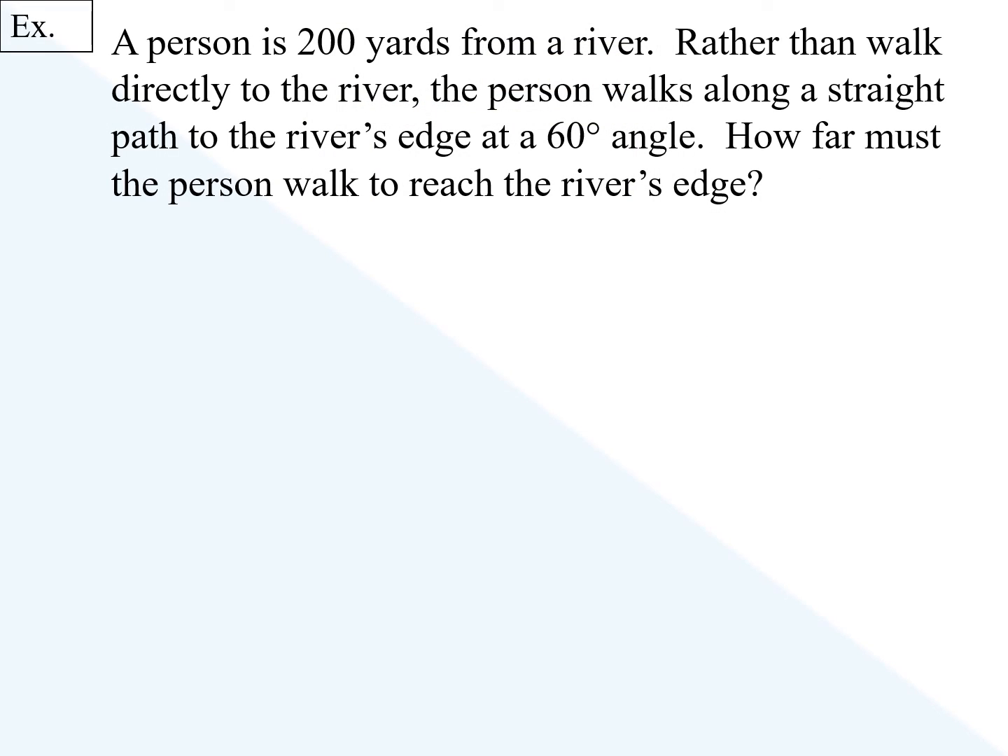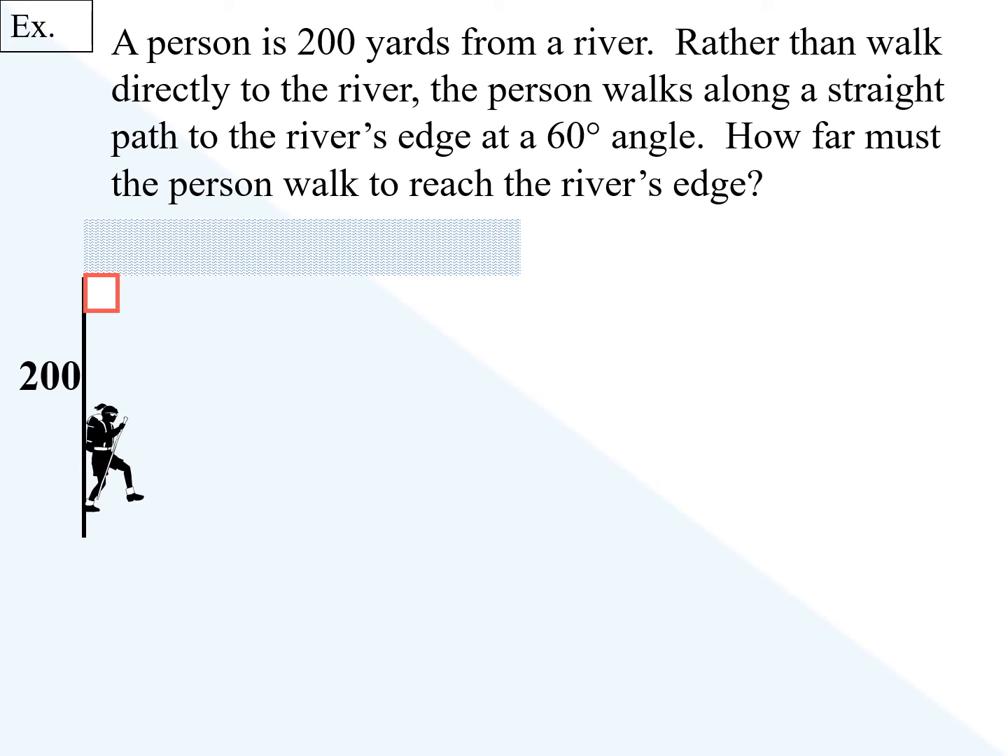Let us have another one. A person is 200 yards from a river. Rather than walk directly to the river, the person walks along a straight path to the river's edge at a 60-degree angle. How far must the person walk to reach the river's edge? From here, we are going to solve for x. Looking at the illustration, choose the best function that you are going to use.